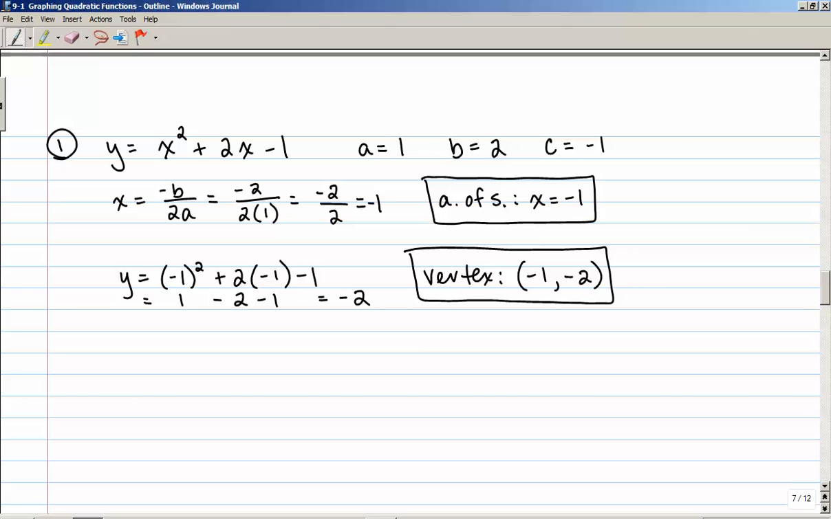The next thing I need to do is figure out whether my vertex is a maximum or a minimum. To do that, I'm going to look at my value for a. So a equals 1, therefore a is greater than 0. That means my parabola is going to look like this. It's going to be opening upward, and my vertex, this point down here, is going to be a minimum. So my vertex is the lowest value, or a minimum.